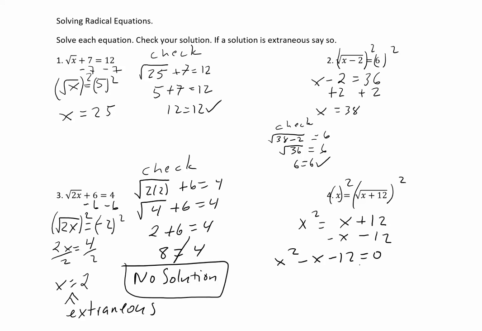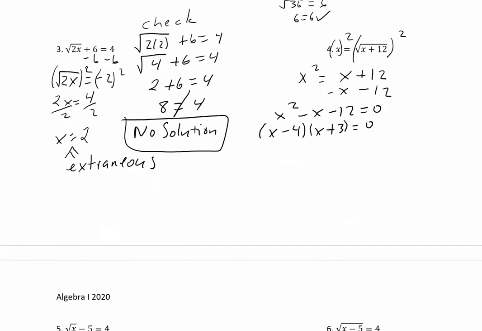And now that it's set equal to 0, I can factor it. So I'm looking for the factors of negative 12 that add to negative 1. So I get x minus 4 times x plus 3 equals 0. And then you need to set each factor equal to 0, so x minus 4 equals 0 and x plus 3 equals 0, and we have to solve for x. So here we're going to add 4. So one answer is x equals 4. And here I'm going to subtract 3. And I'm going to get x equals negative 3.